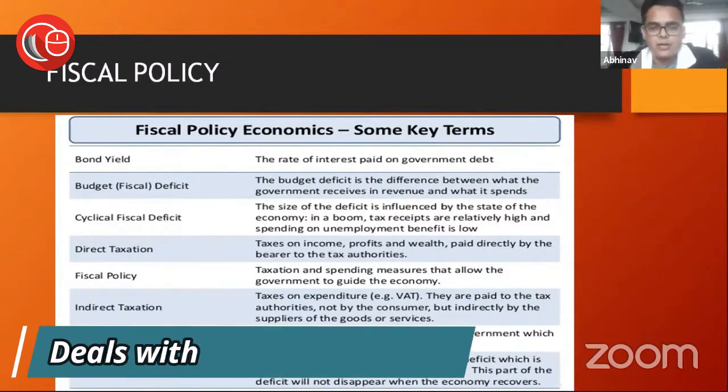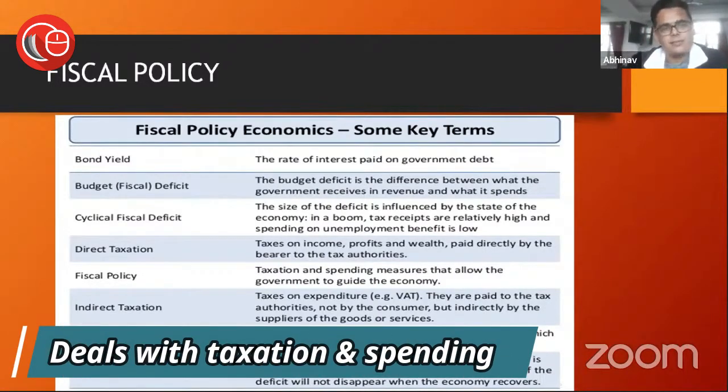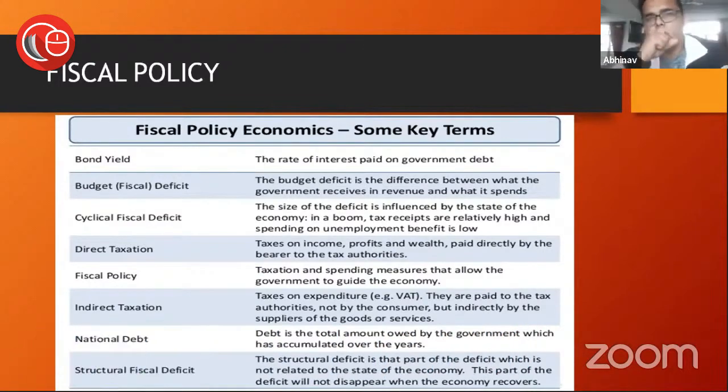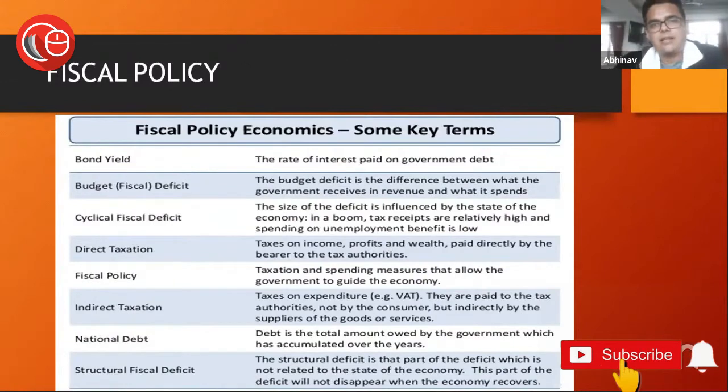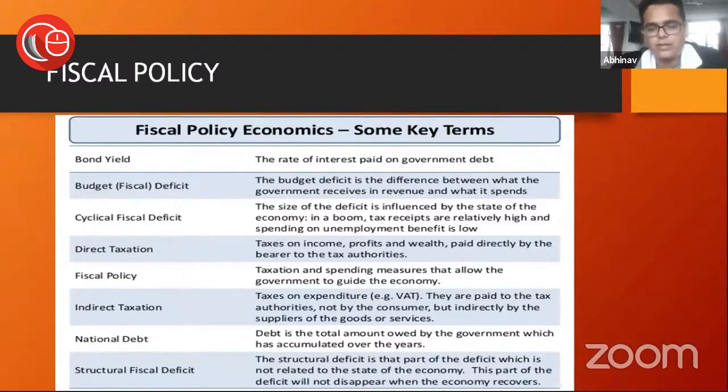Okay, so fiscal policy basically deals with taxation and spending. Let's say the government of India decides to increase government spending, right? So let's say today the government of India is making 10 rupees in tax payments. The government decides that it will invest another 100 rupees in the economy. The moment the government invests 100 rupees, it leads to better roads and better infrastructure.